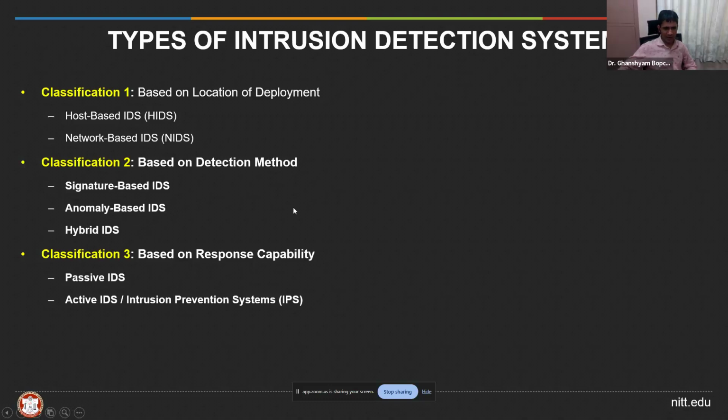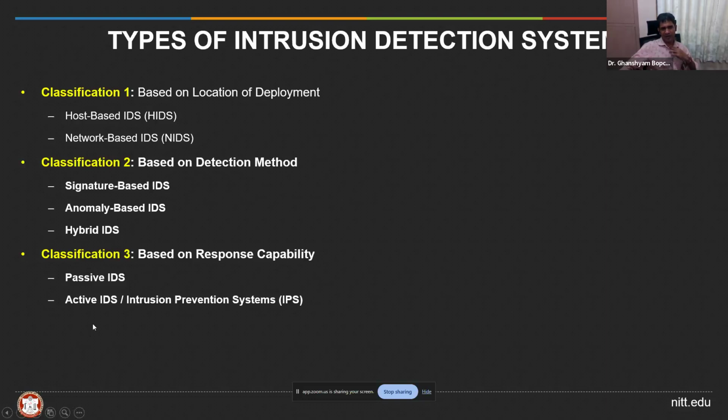Now the next one is a classification based on the response capability, that is, how the IDS will respond to the attack scenario. So there will be a passive IDS. It will just alert. What it will do is scan and look for a particular attack based on the system activities or the network traffic, and it will simply alert the user, but it won't take any action. It won't do any concrete action against the packets or against the malware.